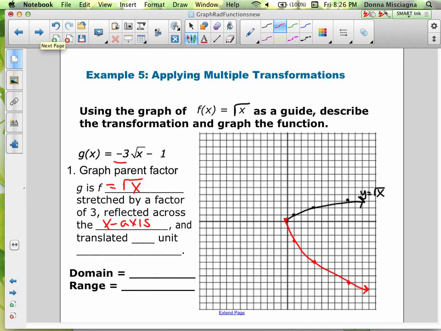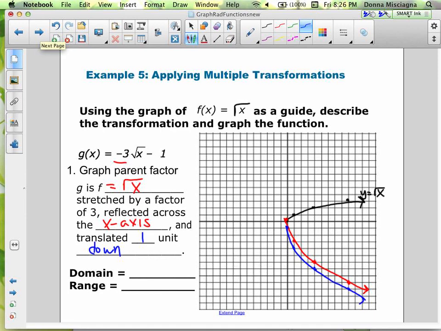There's our reflection and our dilation. And now we're just translating 1 unit down. Just moving 1 unit down, because it's negative and it's not under the radical. So just count 1 down, move every point 1 down, and there we go. Then connect the dots. Remember to start it at 0, -1, because it reflected down and translated down 1.